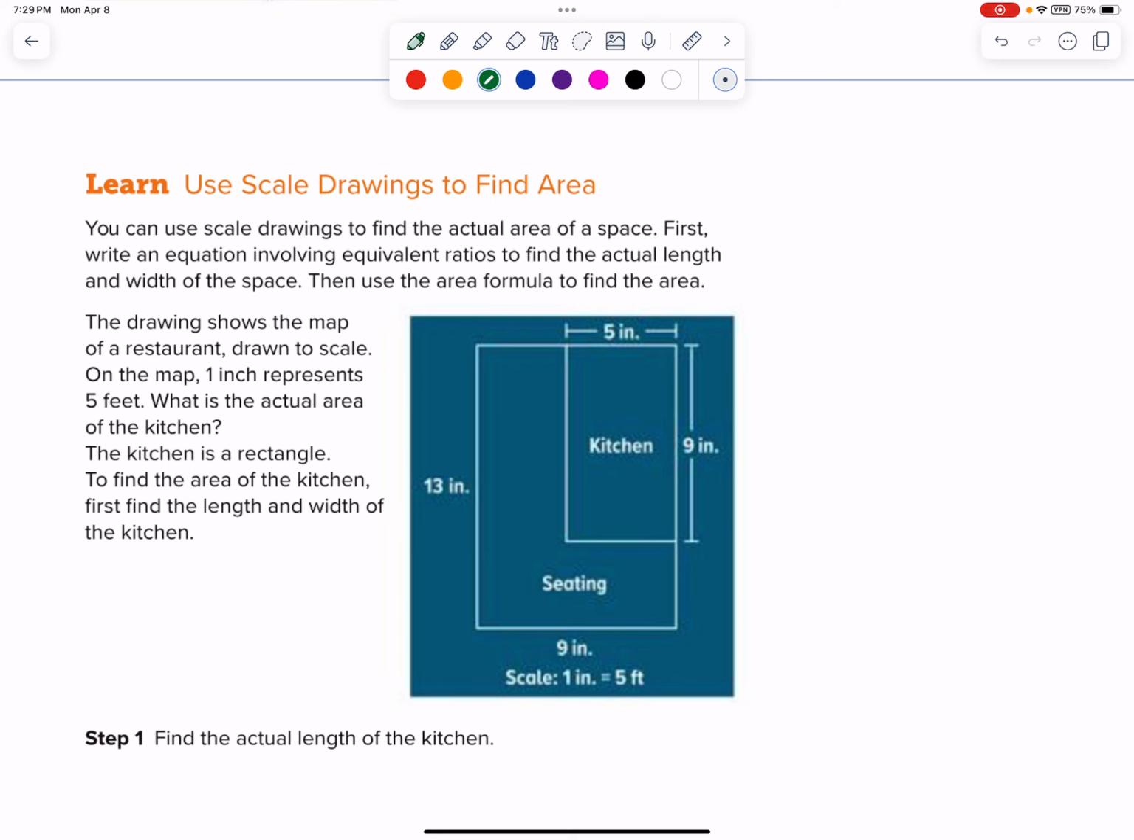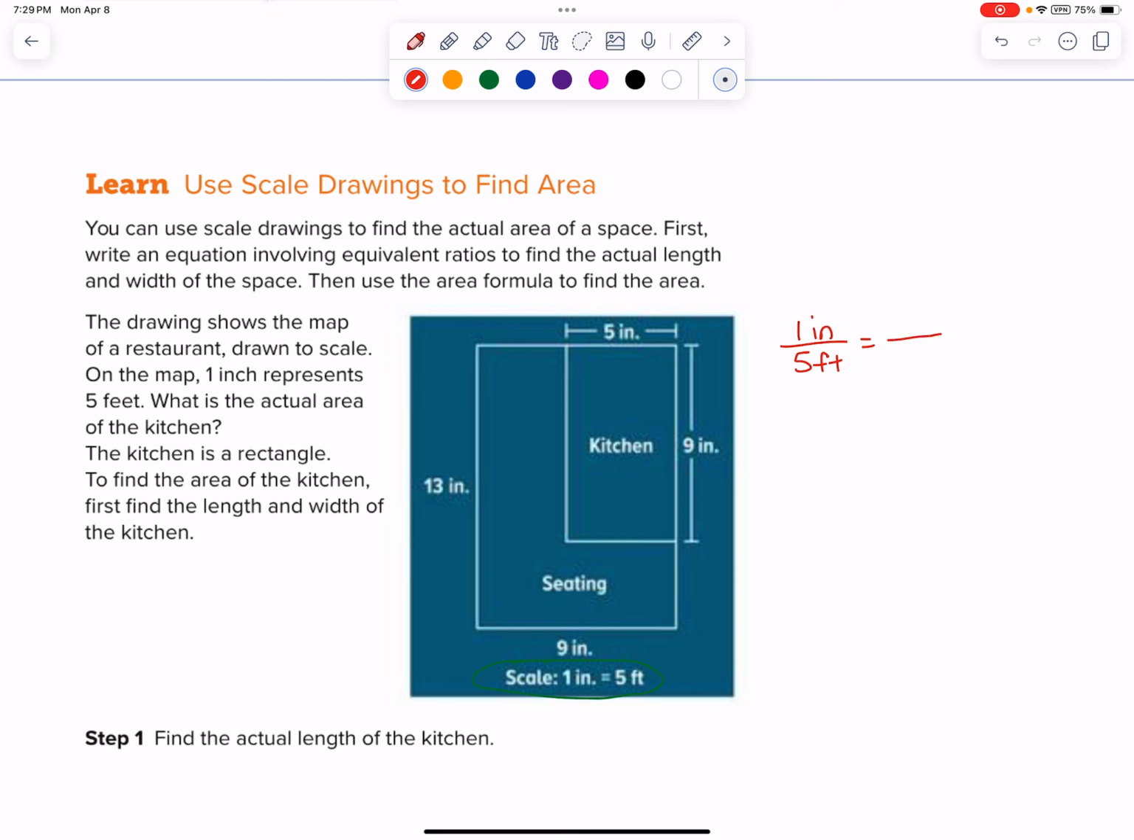1 inch represents 5 feet. So you want to right away find the scale. And so we know that our ratio that we're going to be using is 1 inch is 5 feet. And you can write it with the inch on top or on the bottom, it doesn't matter, but you just know with your proportion, you need to make them match.